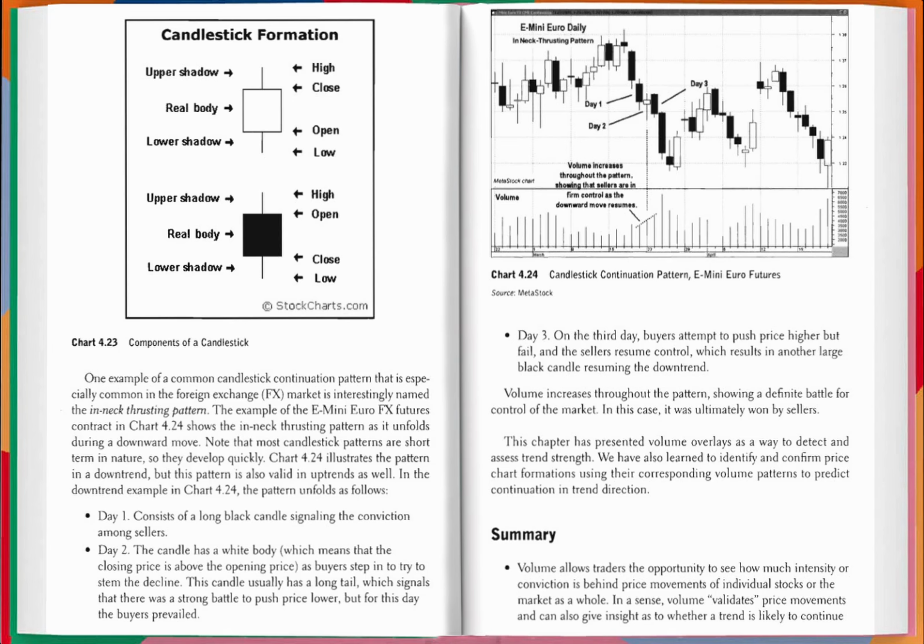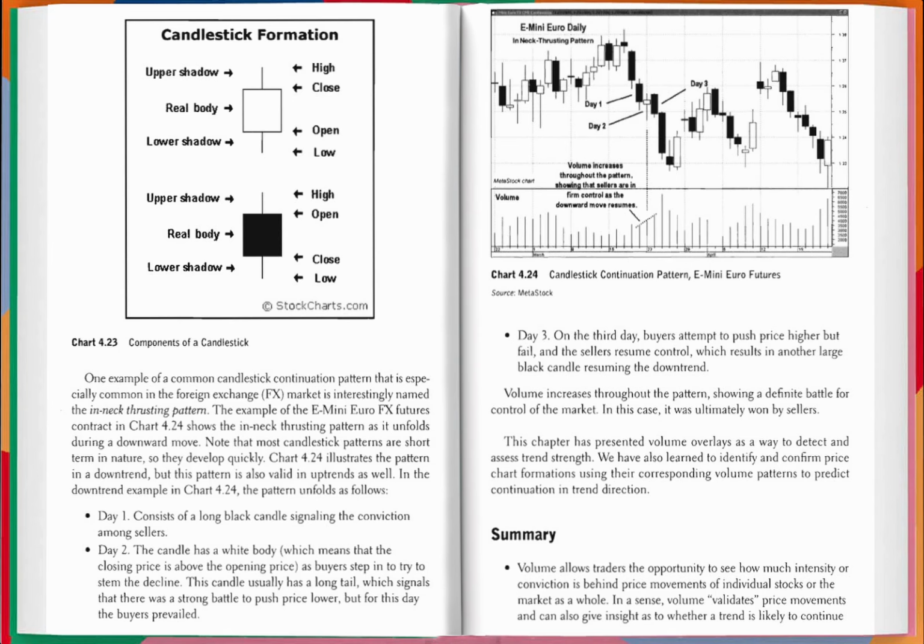Day 3. On the third day, buyers attempt to push price higher but fail, and the sellers resume control, which results in another large black candle resuming the downtrend. Volume increases throughout the pattern, showing a definite battle for control of the market. In this case, it was ultimately won by sellers.